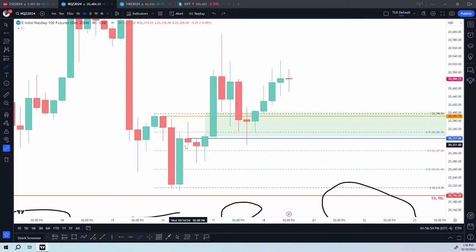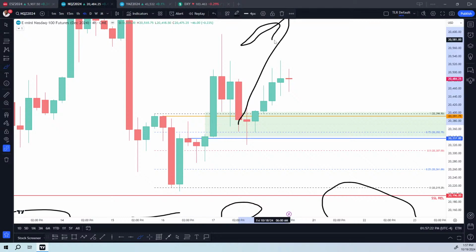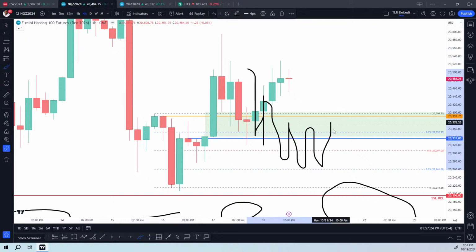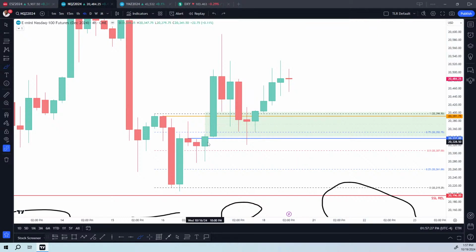And with the propulsion block, you really don't want to see mean threshold being violated with a body, because it's showing you that price really wants to go. So to come back down and lay a body over mean threshold, that's not indicative of a propulsion block. Just like with an immediate rebound, you want to see price moving away. You don't want to see price just hanging around, then going. That's just the signature you're looking for.